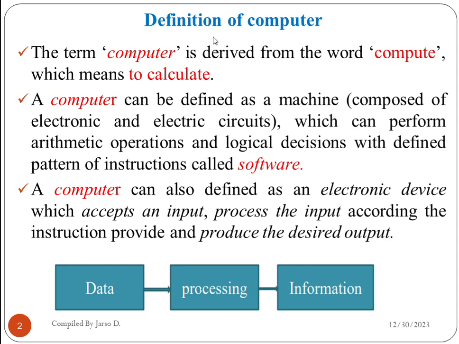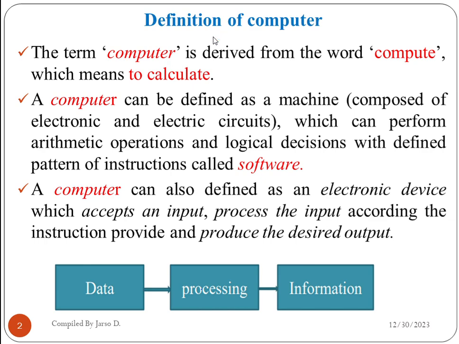When we come to the meaning of computer, before defining what a computer is, I want to define what a system is, because a computer is a system. A system is a group of components that work together, that work in collaboration in order to achieve one specific, single common goal. A system has one common goal.